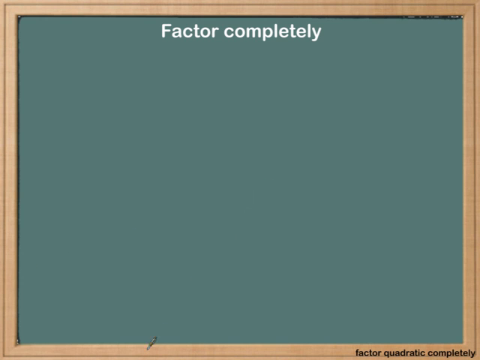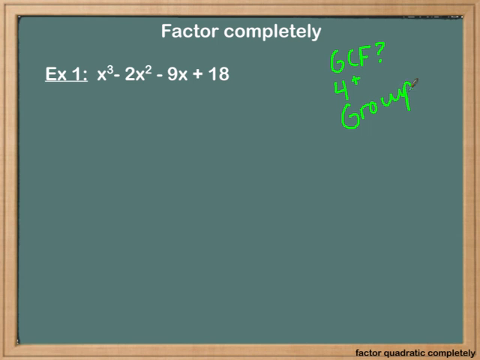So now we need to make sure we factor completely. So let's take a look at some examples that might pop out at first that you may or may not know how to do. So we're going to try this example. Example 1, x cubed minus 2x squared minus 9x plus 18. Is there a GCF of the whole thing? No. Is it a binomial, trinomial, or 4 plus terms? It's 4 plus terms, which means now we're going to group.